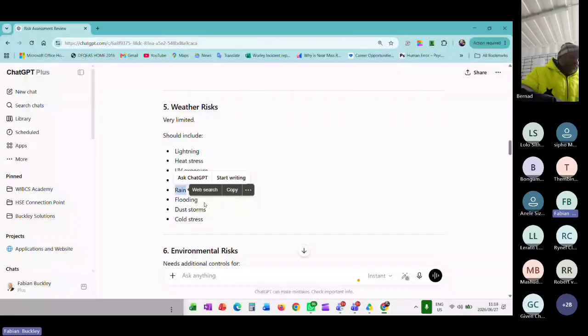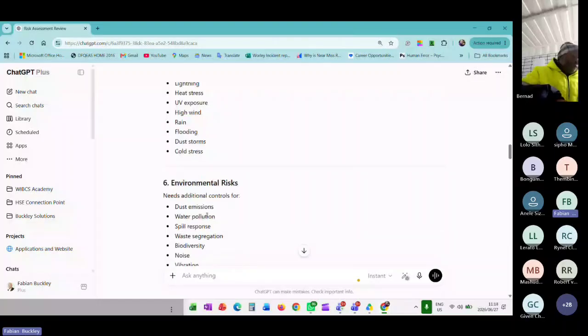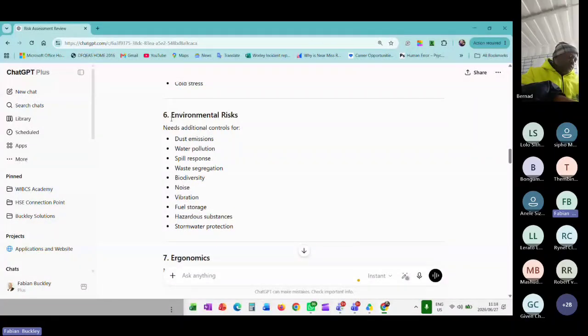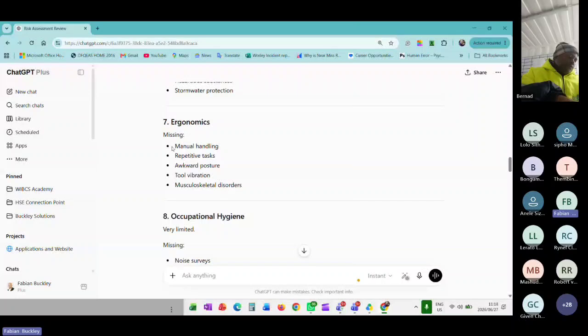So this is just an example, ladies and gentlemen. Look at environmental risks of how much more it's gone into it. So say you need to go deeper. All right. When it comes to ergonomics, this is missing. Add, include, consider. Look at your manual handling aspects. Look at repetitive tasks. Look at awkward posture. Look at tool vibration, musculoskeletal disorders.